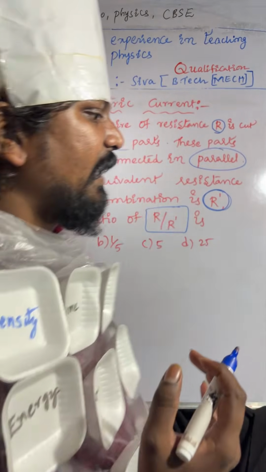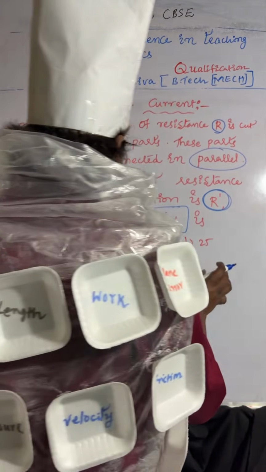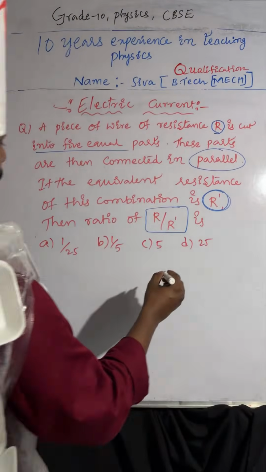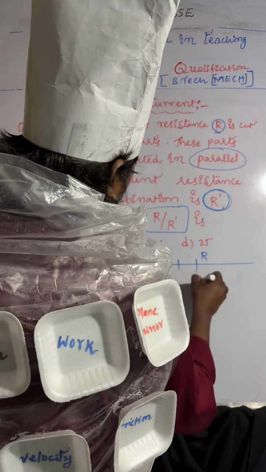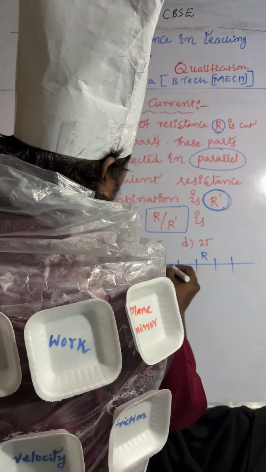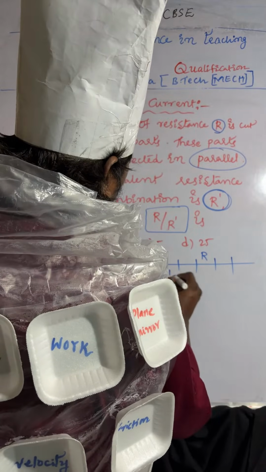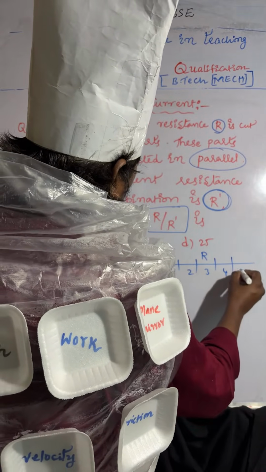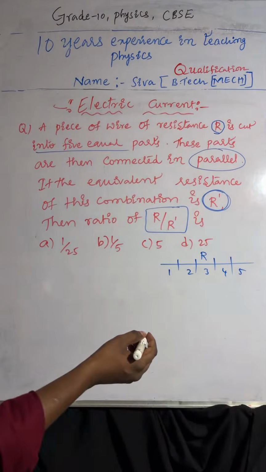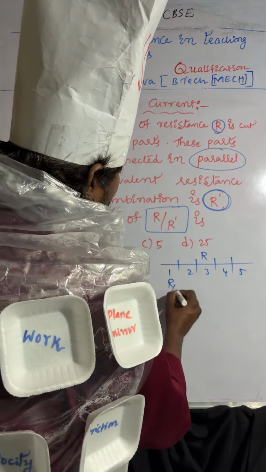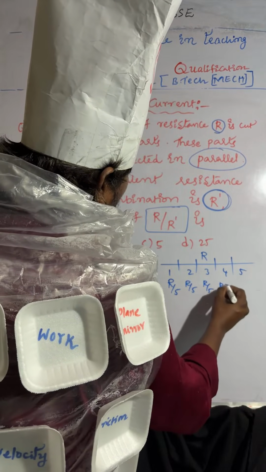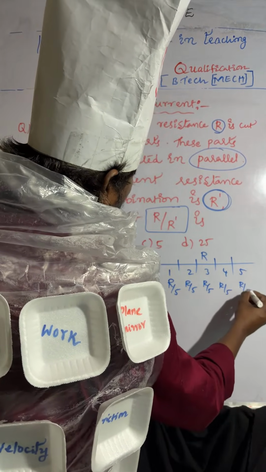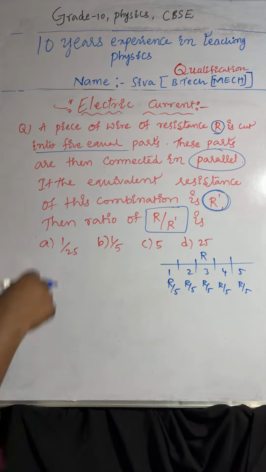For that, what we have to do is, normally this is R. Cut into 5 parts: 1, 2, 3, 4, 5. So each part's resistance is R by 5. Okay. So each part has R by 5 resistance.